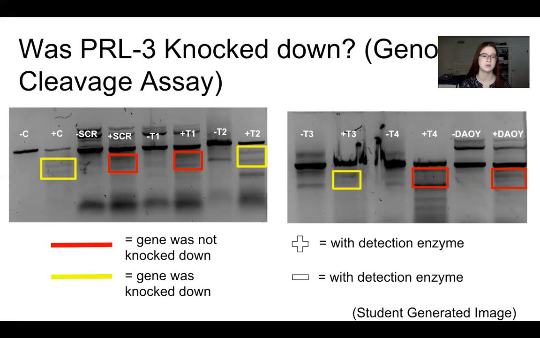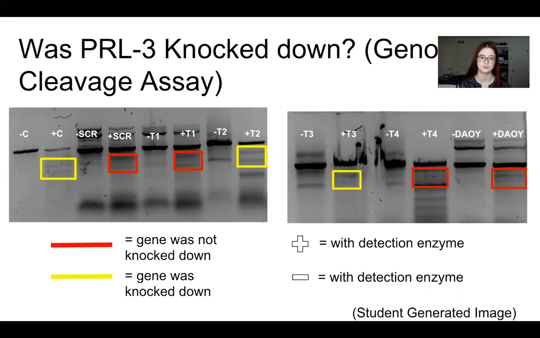So as you can see with my control, in the yellow box, there's a distinct banding pattern of 2 horizontal lines with nothing in between them. These 2 lines represent a clean cut made by the detection enzyme. I ran my 4 target plasmids, or 4 target gRNAs, which are T1, T2, T3, and T4. And I additionally ran a scrambled plasmid, which should not have bound to the DNA, and regular Dowie cells without the Cas9 protein.